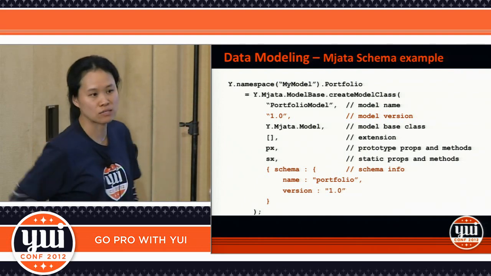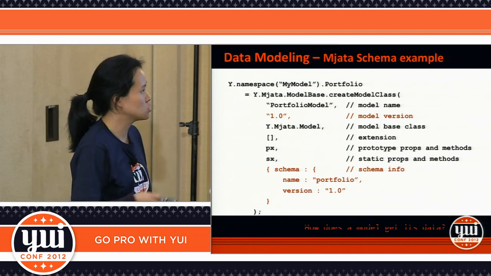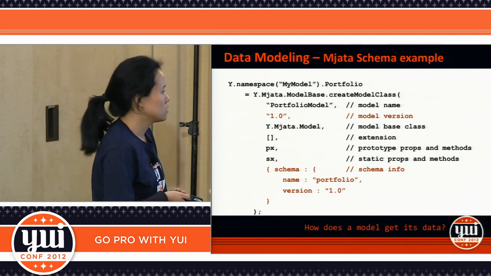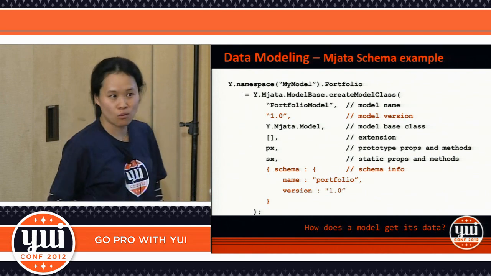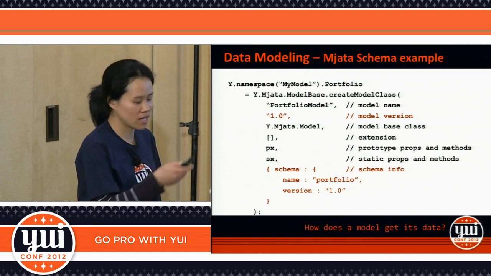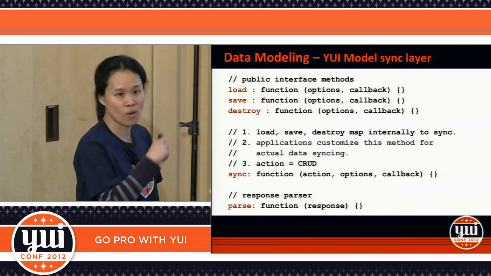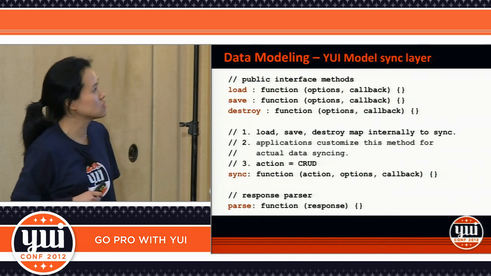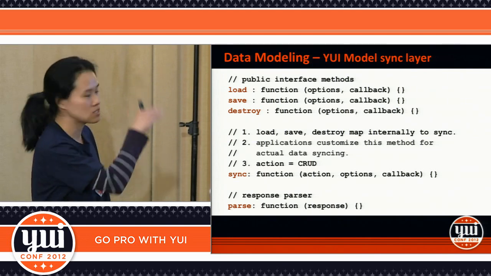And by the way, the schema is actually optional, so you don't have to use it if you have a really simple schema. Now we have our model, we have defined our schema, and we've got our model class. Then how does the model get data? That's a flashback to YUI for a little second. The YUI model sync layer already has these things defined.